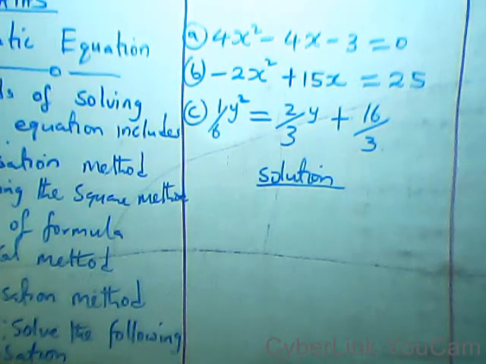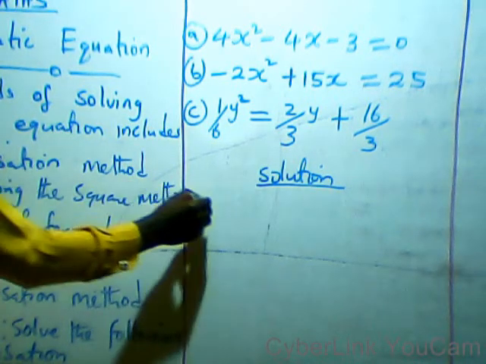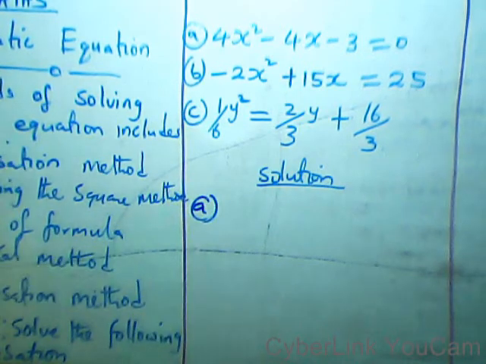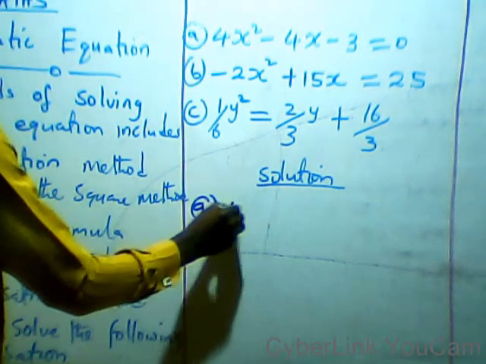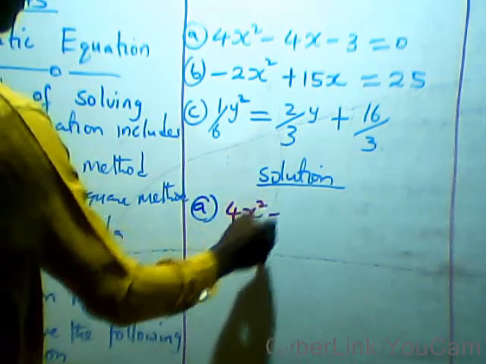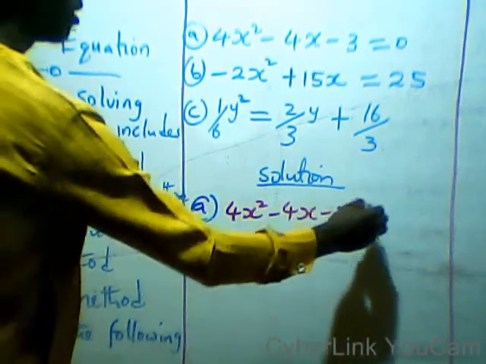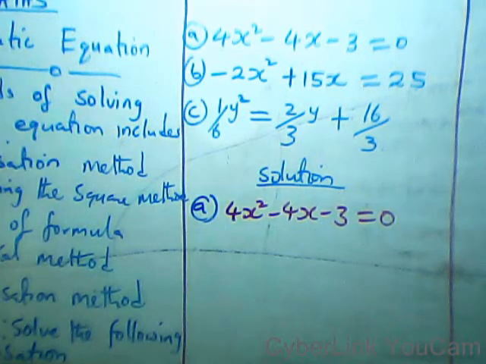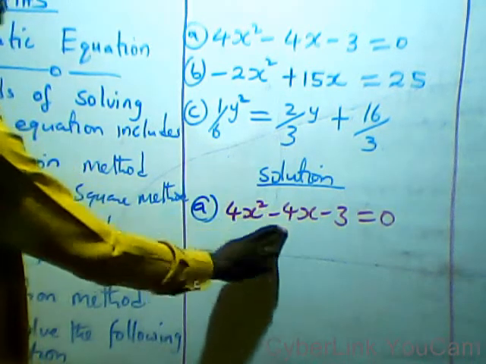What the factorization method requires is that you need to think of a factor. The first one is 4x squared minus 4x minus 3 is equal to 0. What we need to do here is to think of two numbers, two coefficients of x, such that when you add them together, you get minus 4.